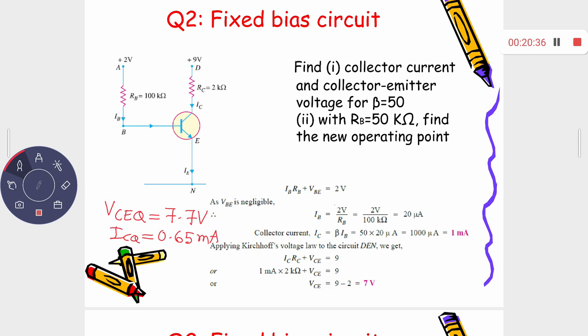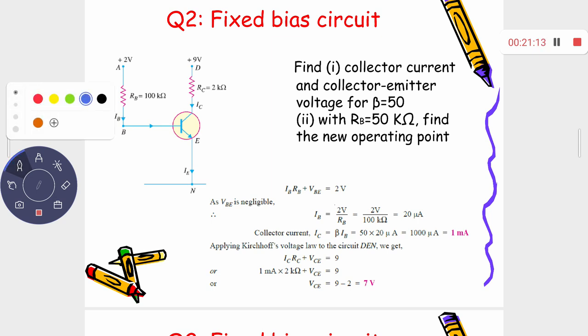So there are two choices. Either you change RB, or you change RC, or you change both. That's what I have told. If you change both of these, then it will be even more complicated. Right. So the thing is that you have to ensure that my VCEQ, suppose I would like to fix it at 4.5 volt. Suppose I would like to change only one parameter. So therefore this ICRC drop is also equal to 4.5 volt.